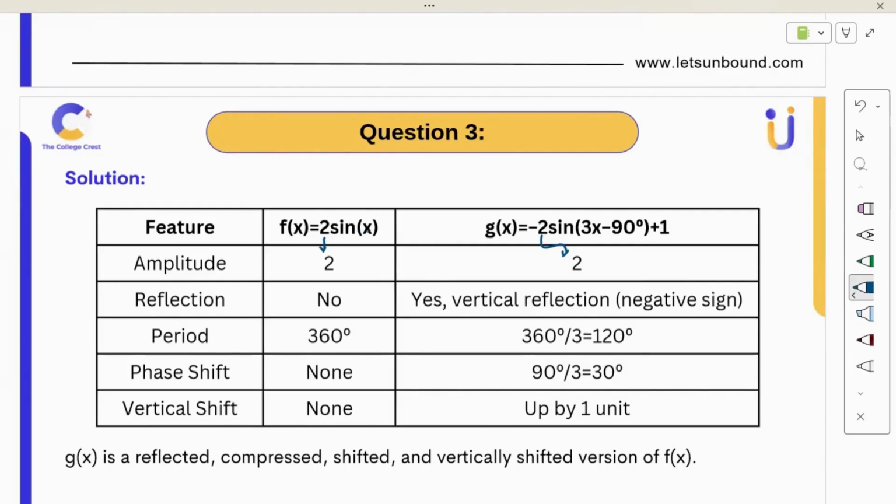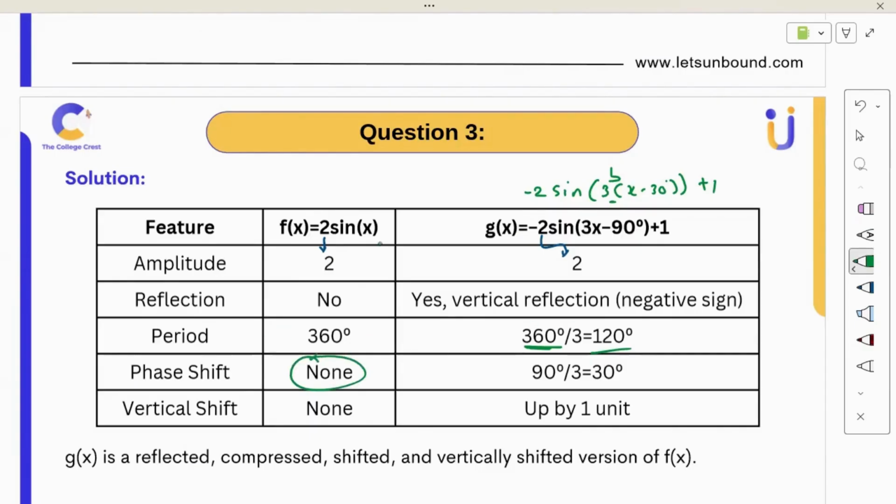Period is 360 because no B is affecting your x. Your x is not getting affected by any multiplication, right? 360. But here x has been affected. But you have to take that 3 outside. So this is how we should write it: -2 sin, take 3 outside, 3(x - 30) + 1. Right? So that's why this is my B and I should divide by 3, which gives 120. 360 is the original period of the sine function, and 3 is what I got from the equation, and I divided.